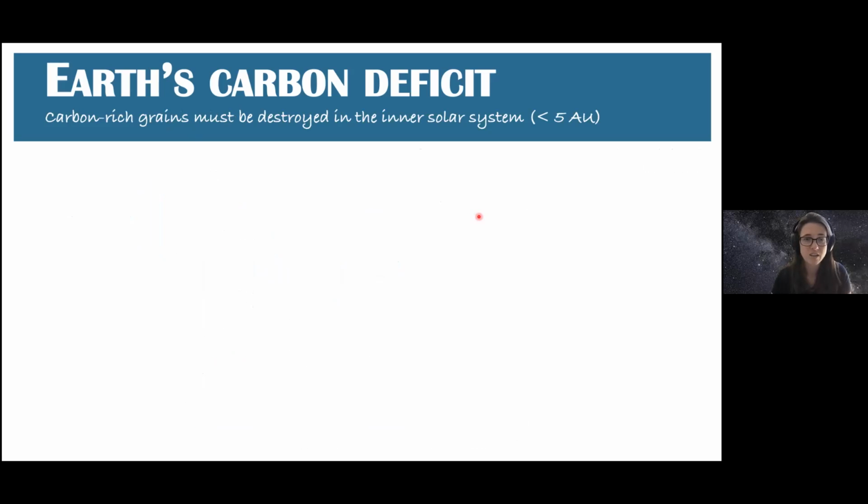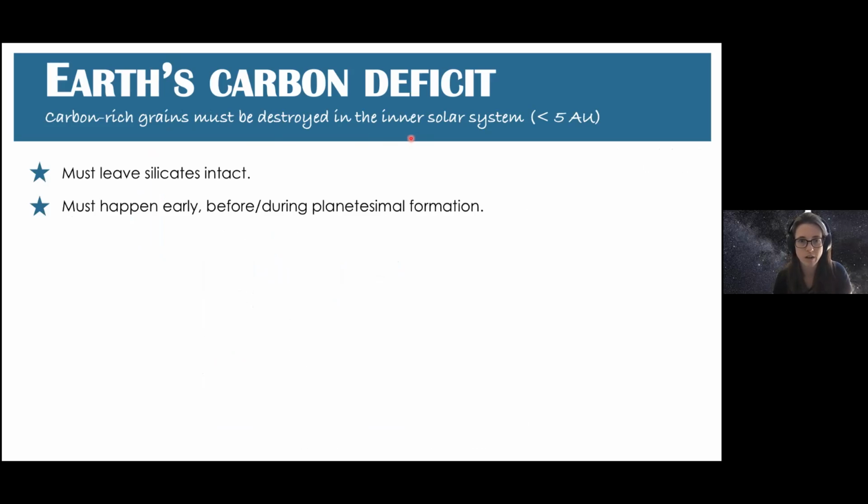So this suggests that carbon-rich grains must have been destroyed in the inner solar system, where the Earth and these meteorites formed, such that carbon was present in the gas phase in those regions and could not have been sequestered by these rocky bodies. So we can put several constraints on the mechanism that should be responsible for this. First of all, it should leave silicates intact because we don't see depletion in silicon, and there should be some solid material to form these rocky planets.